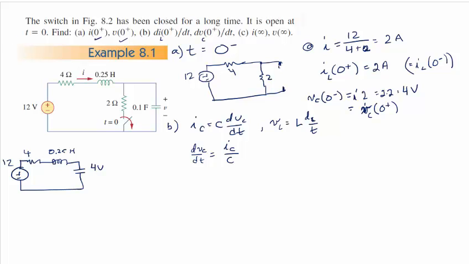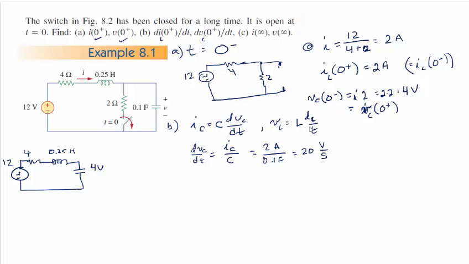So it equals 2 amps divided by the capacitance 0.1 farad, and we get 20, and the units will be in volts per second. So you can check that. Let's check those units real quick.